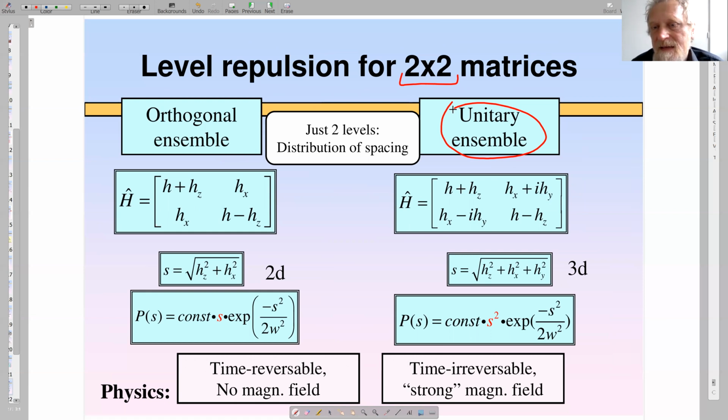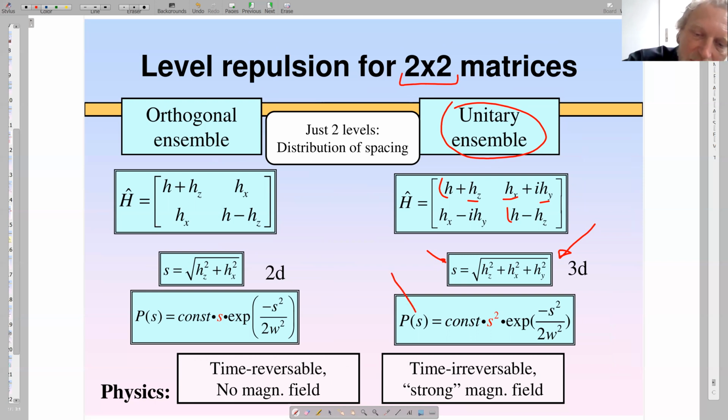So as such, it has 4 independent components, 3 components corresponding to Pauli matrices Z, X, Y. The component proportional to the identity is not relevant because it only shifts both levels. It does not change the level splitting. All right, so what's the level splitting? It's just the square root of the sum of the squares of these 3 components, so it's a vector distance in 3 dimensions. All these components are independently distributed and independently fluctuate.